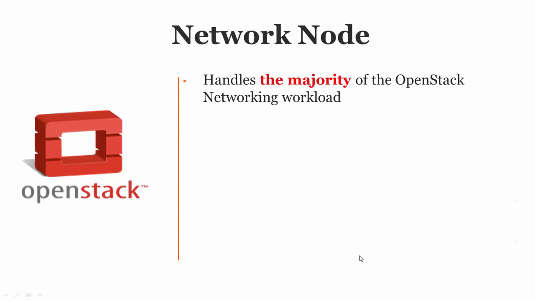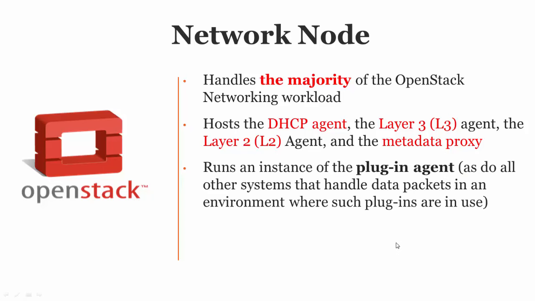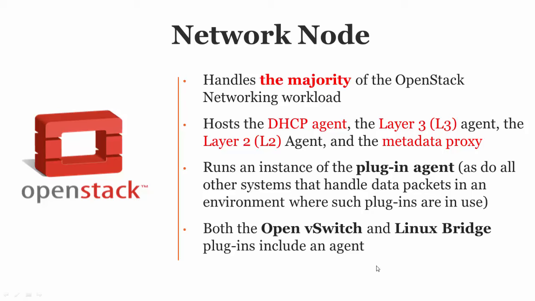Network node handles the majority of the OpenStack networking workload. For this purpose, the network node needs to enable these services: DHCP, layer 3 and layer 2, and the metadata proxy service as well. Normally, the network node runs an instance of the plugin agent. The instance must also be connected to the plugin agent in the compute node to receive these services from the network node. For this purpose, the network node will use Open vSwitch and Linux Bridge for the plugin service.